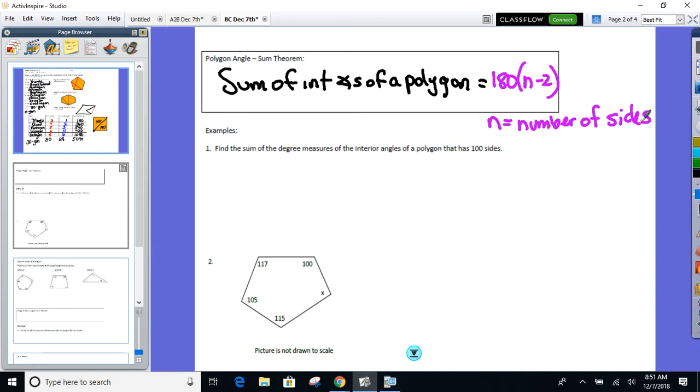You and your group, go right ahead. Numbers 1 and 2 right now.